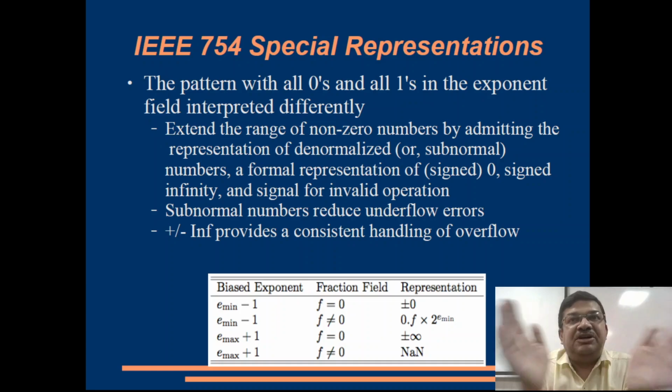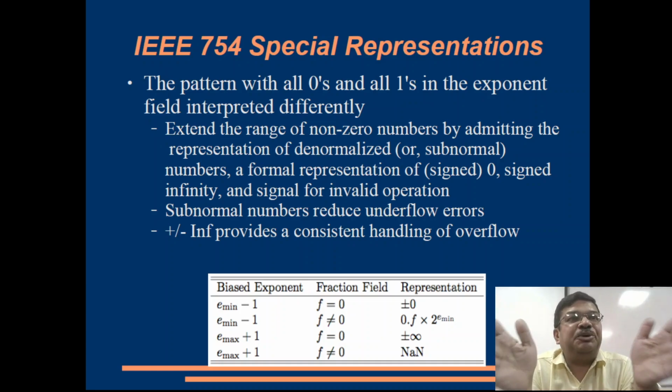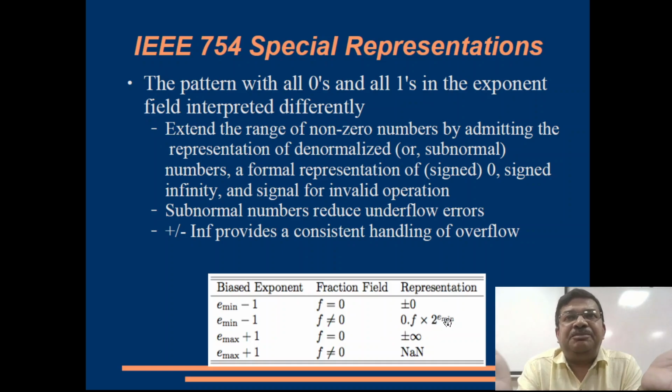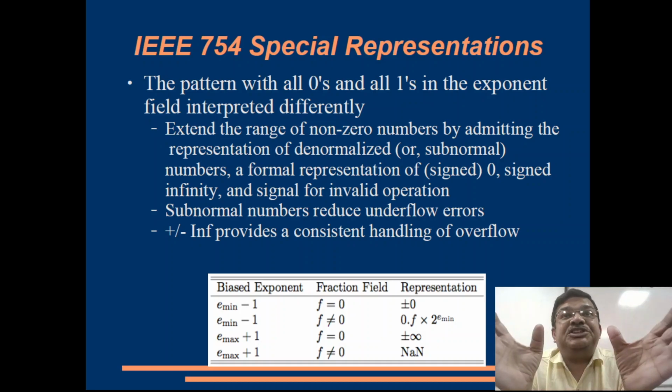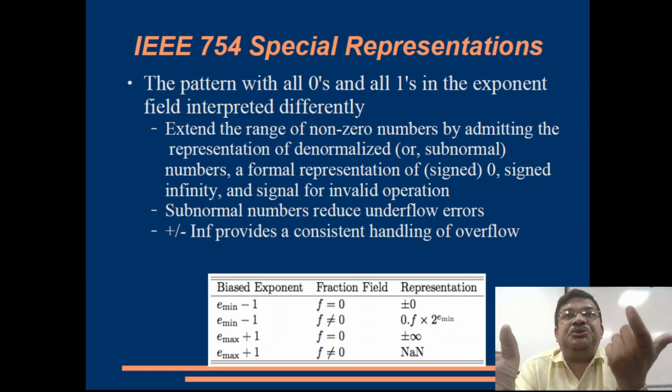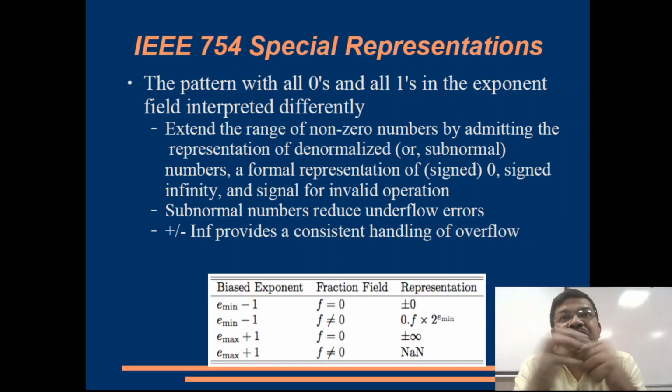Minus 127 corresponds to all exponent bits, 8 bits being 0, right? And the number being interpreted is 0 point whatever is the fractional field multiplied by 2 raised to the power minus 126, E min. That is precision. Precision. 23 bits are the fractional digit plus 1 hidden bit. So you get 24-bit precision in single precision and 53-bit precision in double precision.